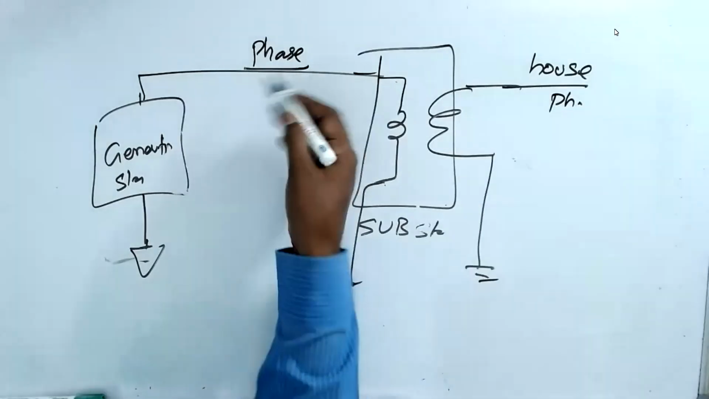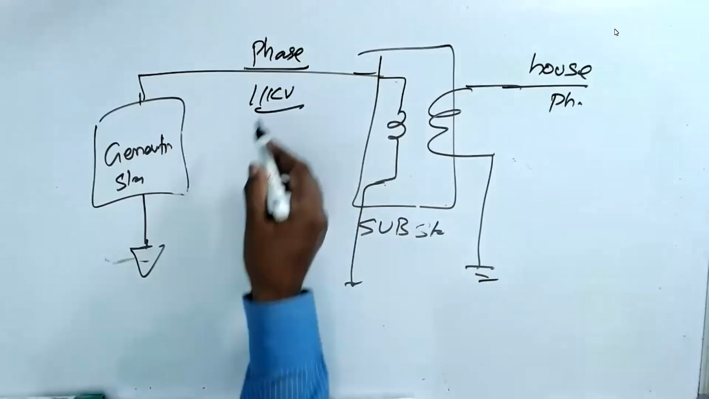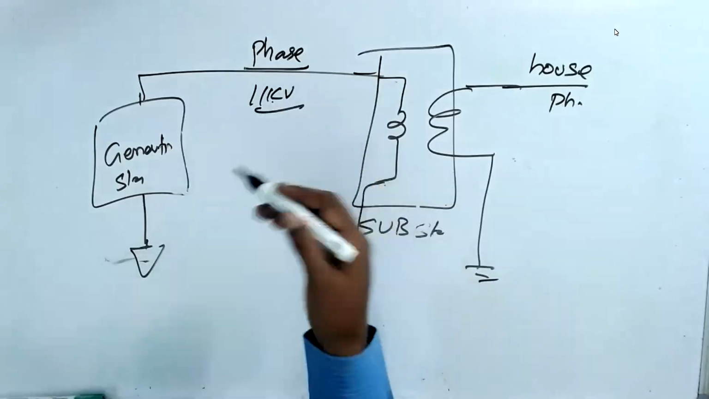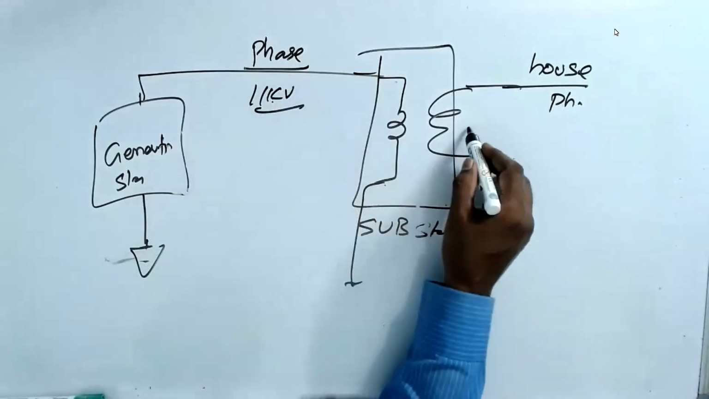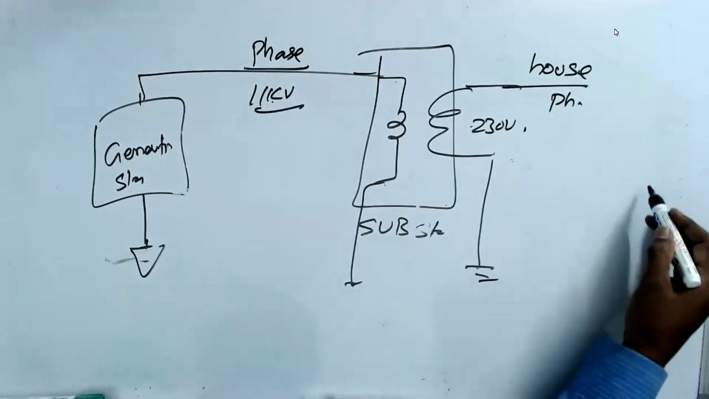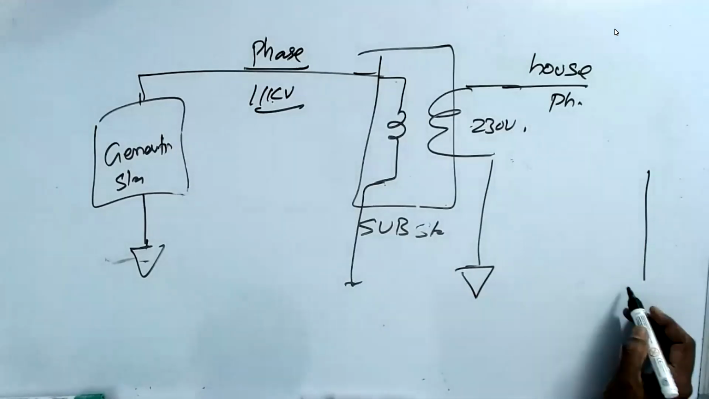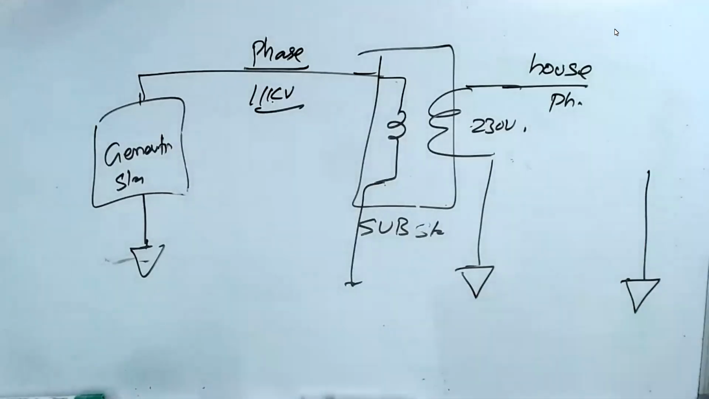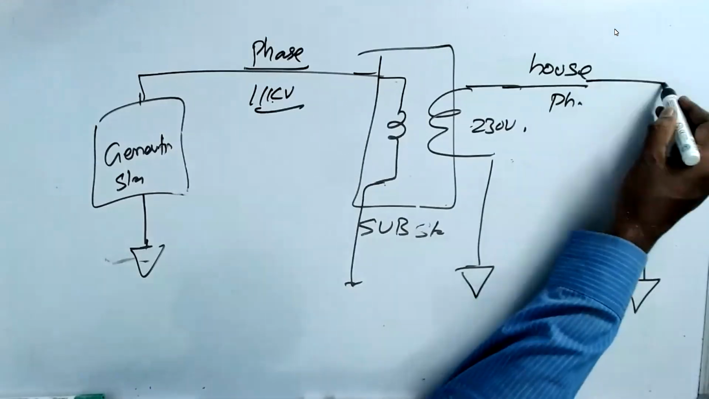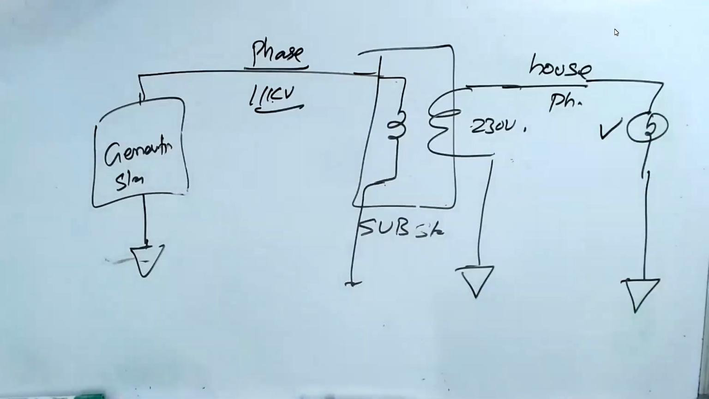This could be high voltage. Let us assume that 11 kV. I'll explain to you why the 11 kV later, when we are discussing AC. This is 230 volt. At your house, if you connect it to the earth, and you put a bulb here, this will work.